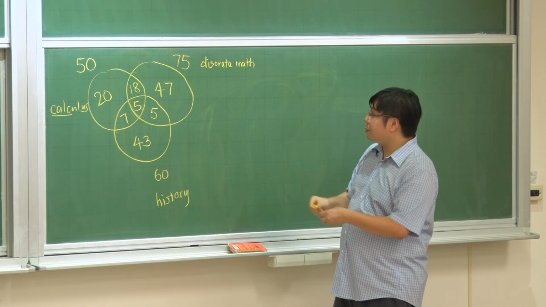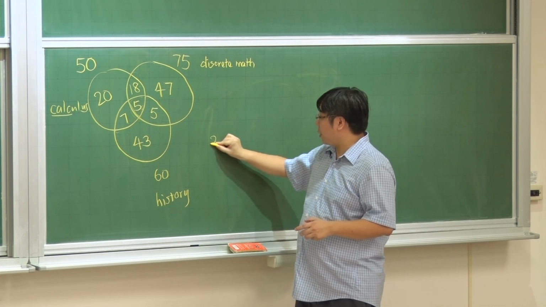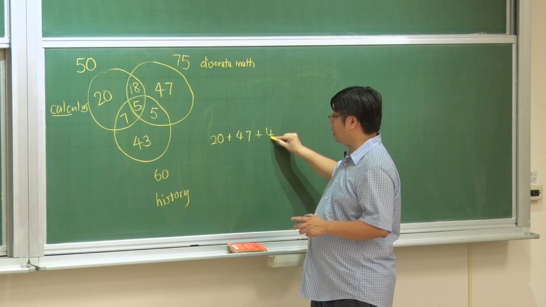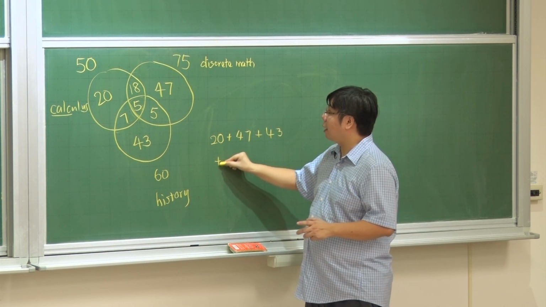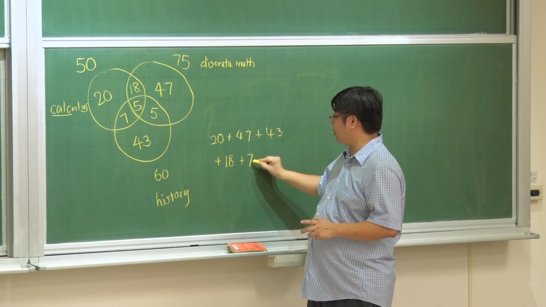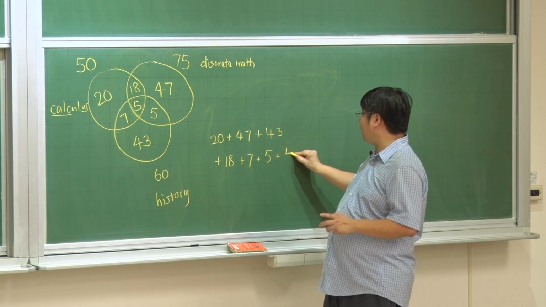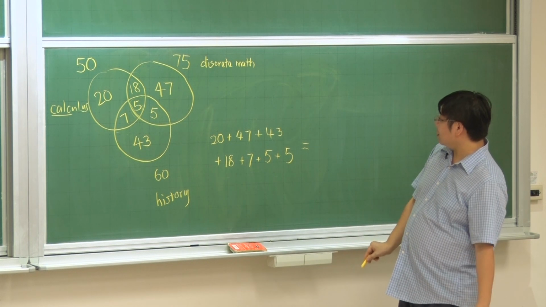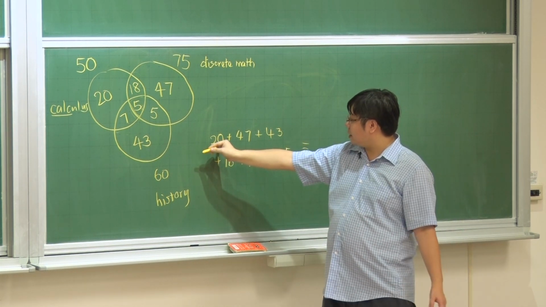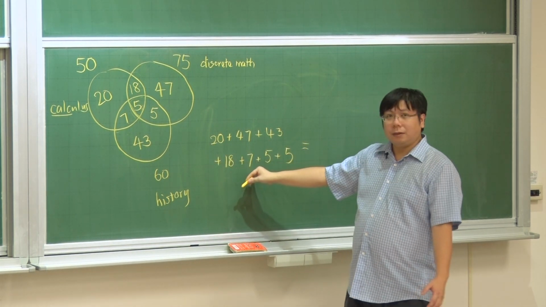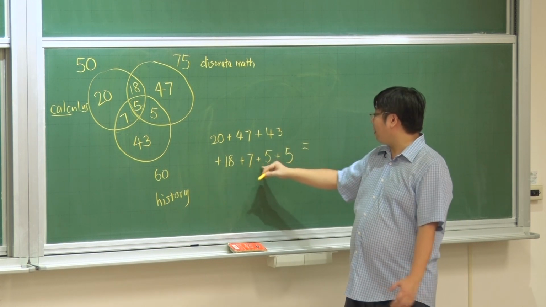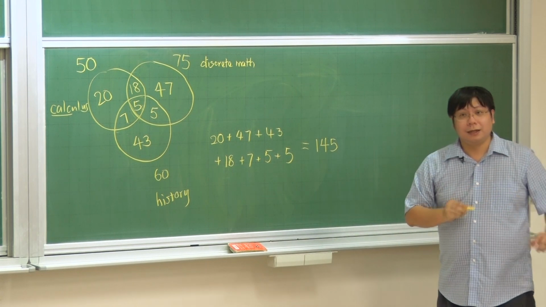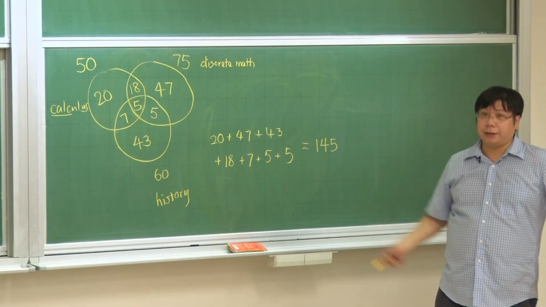Good. How many students are there? The number of students is 20 plus 47 plus 43 plus 18 plus 7 plus 5 plus 5. So this is the answer. Let's calculate this quickly. This is 90, 110, 128, 135, 140, 145. Okay, so this is one way of calculating this.